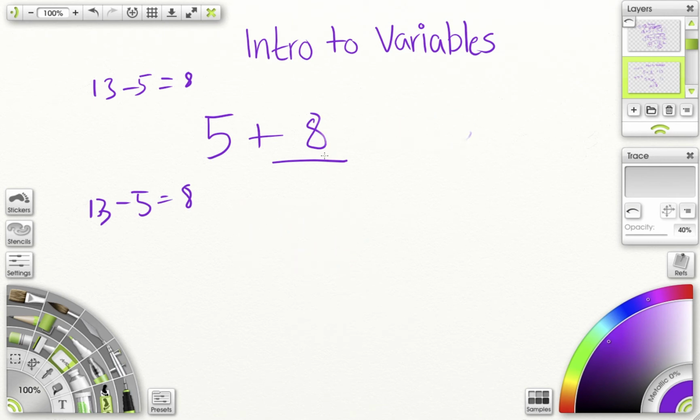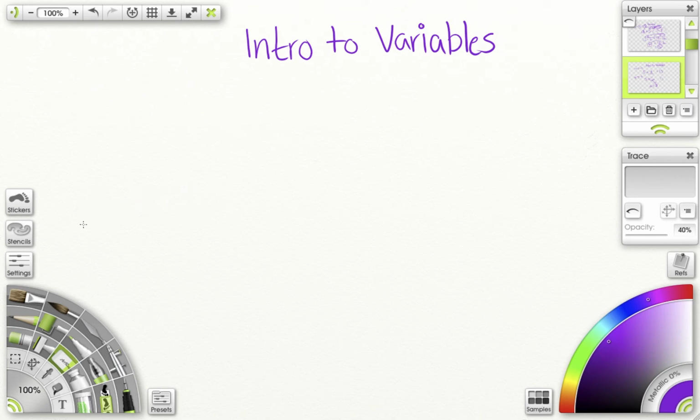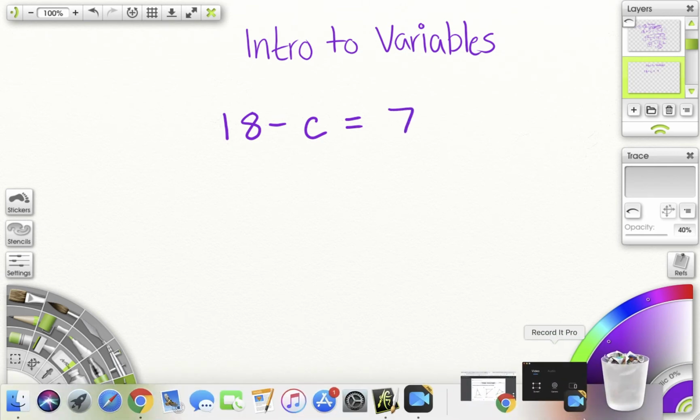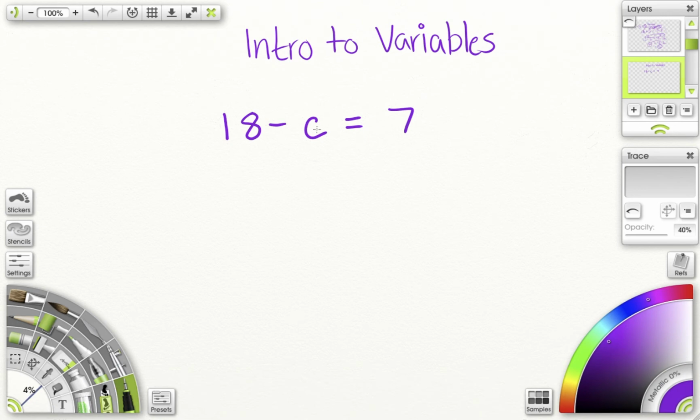And remember, it can be different letters. So sometimes you might have an A, a B, C, whatever. It could be any letter of the alphabet. However, the process is the same regardless of the letter. So let's try doing 18 minus C equals 7. We need to figure out what C is equal to.